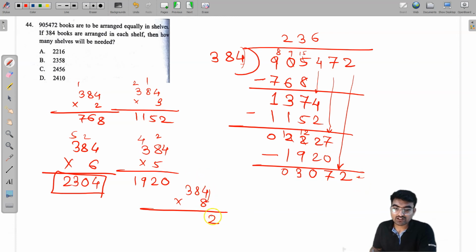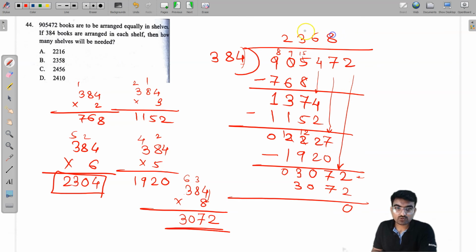So 8 fours are 32, 2 carry 3, 8 8s are 64 plus 3 67, so 7 carry 6, 8 3s are 24 plus 6 30. Okay, right? So we got 3072, and the answer will be 2368. Sorry, not 6, we used 5, right? So 2358, so that is option number B.